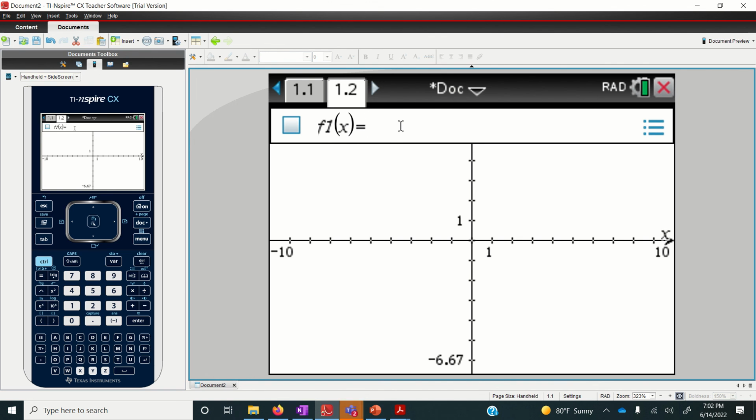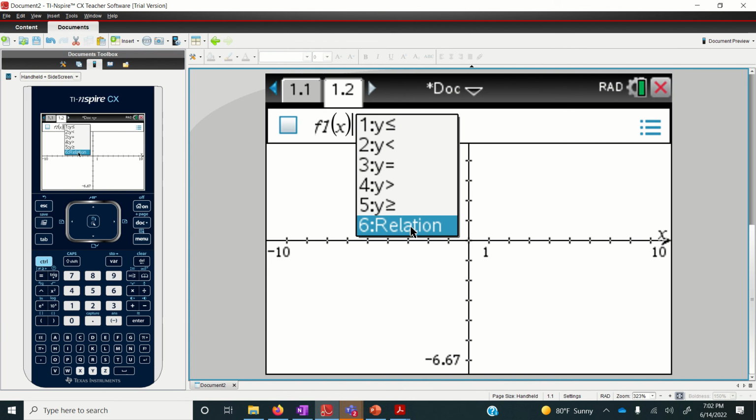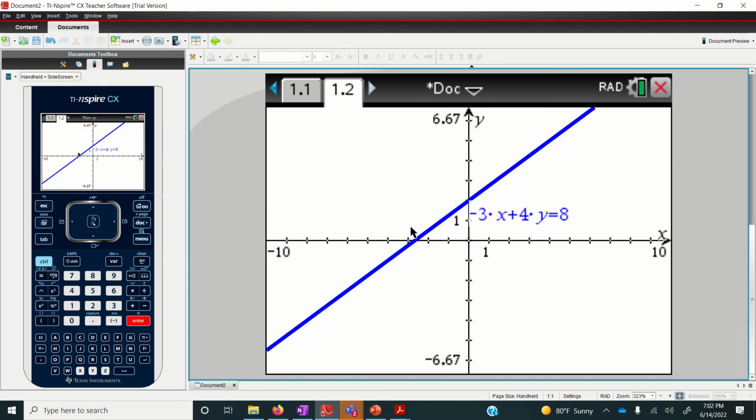Okay, so if you want to type in the equation, so it's negative. Now, what I would do if I were you is delete the equal sign, choose relation, okay, and then type in the exact equation. So negative 3x plus 4y equals 8. Hit enter, okay.